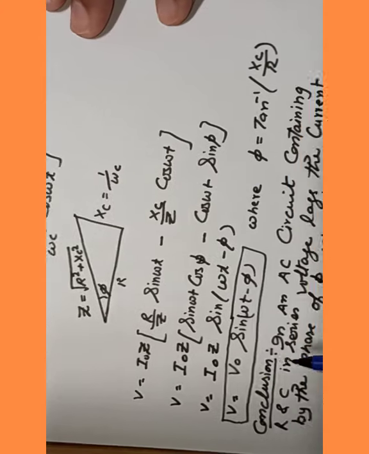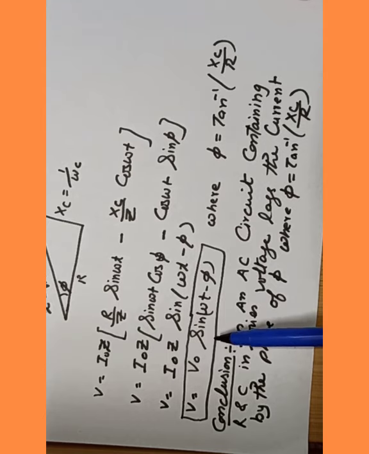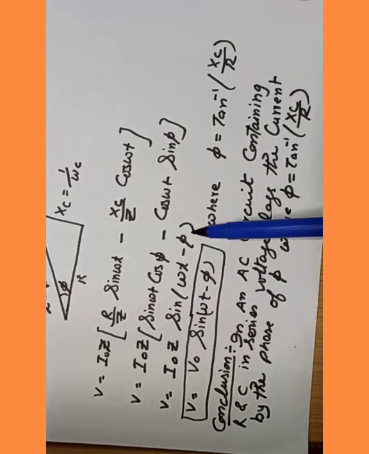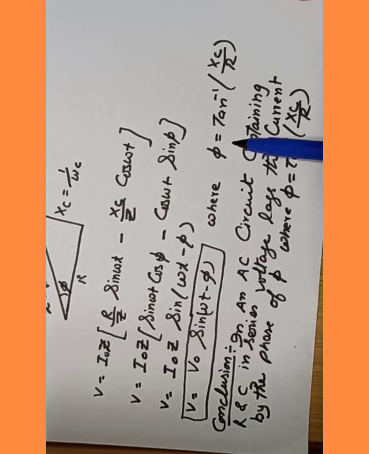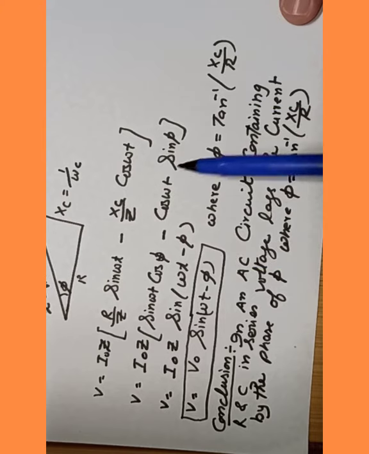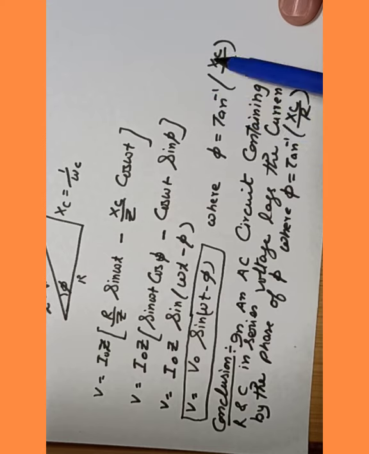R upon Z is cos phi, XC upon Z is sin phi. Then it becomes I naught Z bracket sin omega t cos phi minus cos omega t sin phi. This is sin A minus B. Then V equal to I naught Z sin omega t minus phi, and we can write I naught Z as V naught. Then V equal to V naught sin omega t minus phi, where tan phi equal to height upon base, XC upon R.